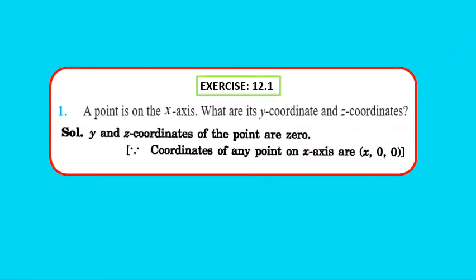So keeping all these points in mind, let's start Exercise 12.1. Question 1 is, a point is on the x-axis. What are its y coordinate and z coordinate? Now we know that the equation for the x-axis is y equals 0, z equals 0. So the y coordinate will be 0 and the z coordinate will be 0 for this particular point on the x-axis. Clear? So pause and note down the solution.